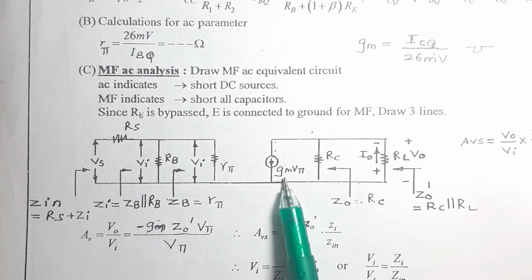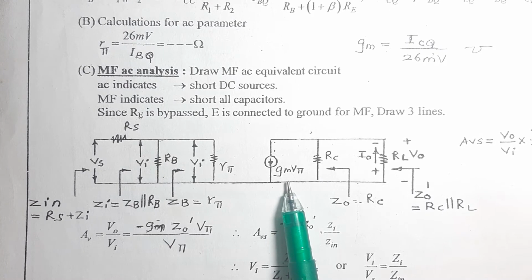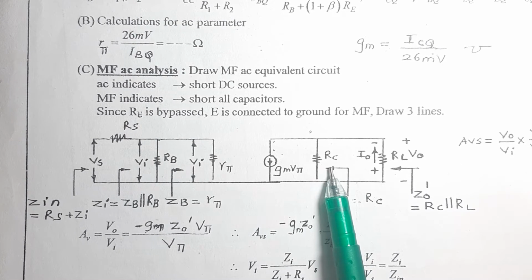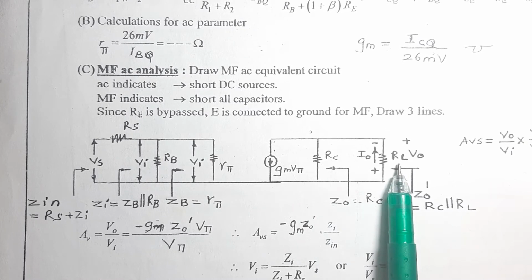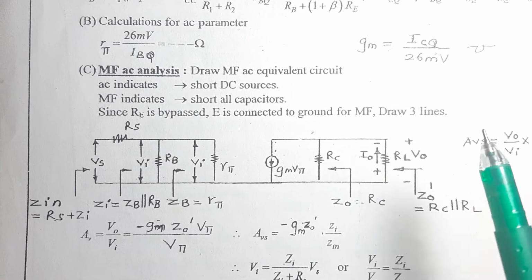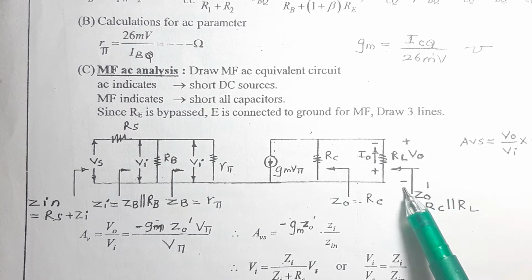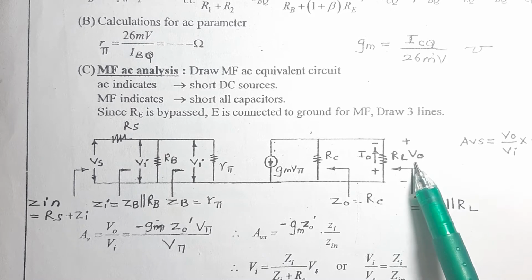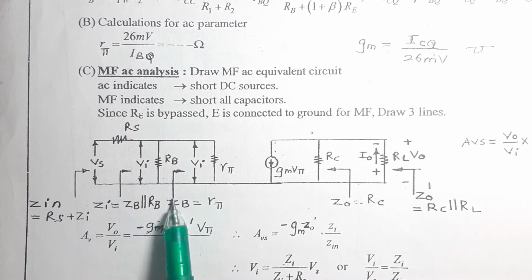Then here gm pi can also be written as beta IB, and here we have RC. Are we being given a load resistor? Yes, we are being given RL. So your output current IO will flow through RL from bottom to top, but we measure voltage from top to bottom, hence VO with a negative sign. And let us first of all start with the impedances.